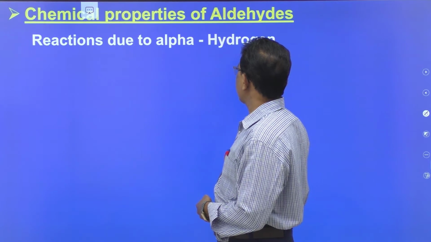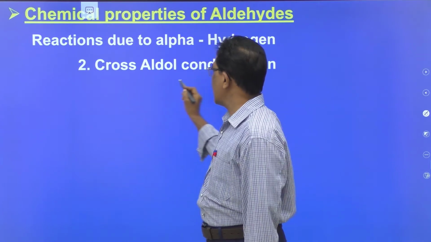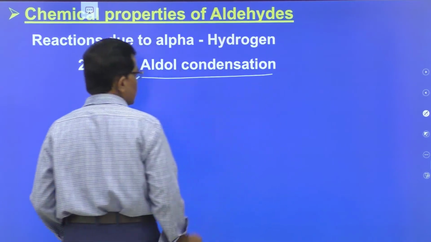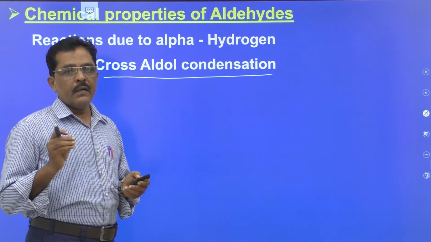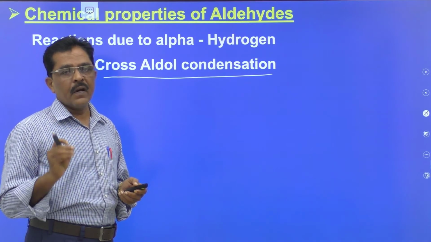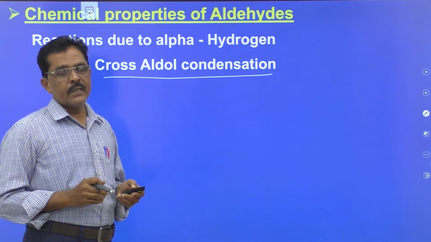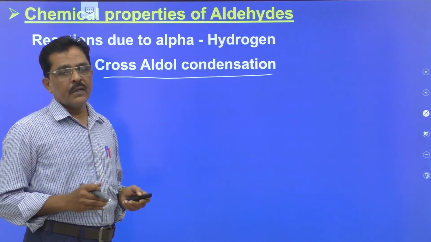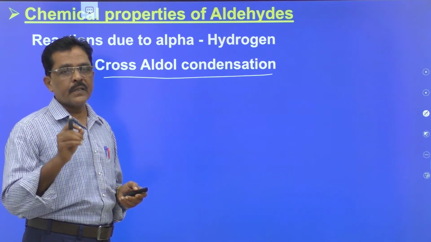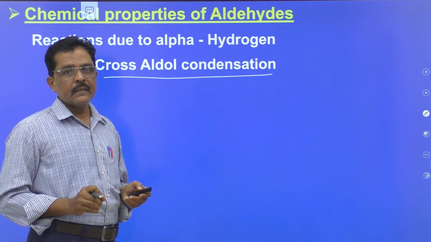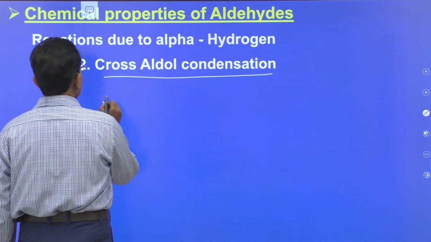Reaction due to alpha hydrogen. Second one is cross aldol condensation. What is cross aldol condensation? Two different aldehydes having alpha hydrogen atoms are heated with dilute NaOH to give a mixture of aldol condensation products. The aldol condensation that takes place between two different aldehydes is said to be cross aldol condensation.